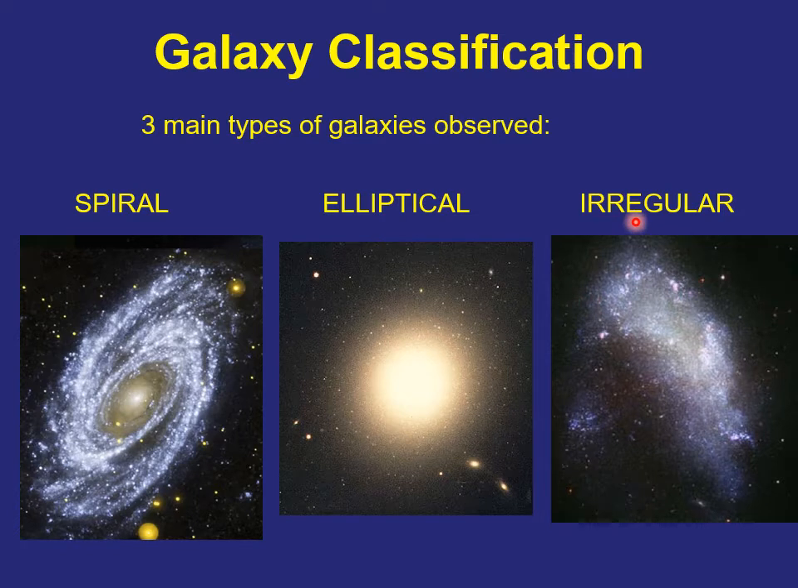The third type of galaxy is an irregular galaxy, and this is an example of one, and they don't have any particular shape at all. They are therefore irregular in shape. So we're going to take a look at some of these 3 types of galaxies in more detail in this part of the lecture.